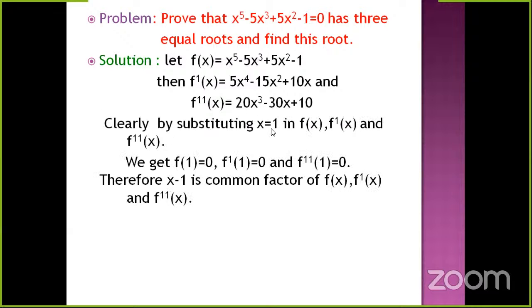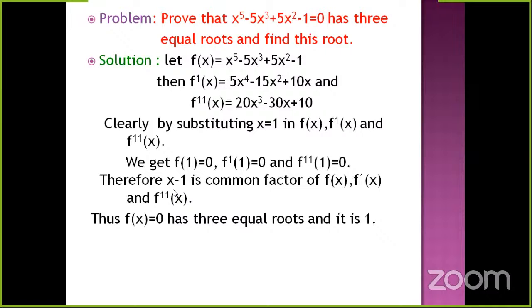So clearly by substituting x equal to 1 in f of x and f dash of x as well as f double dash of x, I am getting f of 1 equal to 0, f dash of 1 equal to 0, and f double dash of 1 is equal to 0. This is a property of root. And I can conclude that x minus 1 is a common factor of these 3 expressions. Is it clear? Since 1 is a root, x minus 1 will become a factor of those expressions. Thus, f of x equal to 0 has 3 equal roots. It has been confirmed that it has 3 equal roots, and that root will be equal to 1.